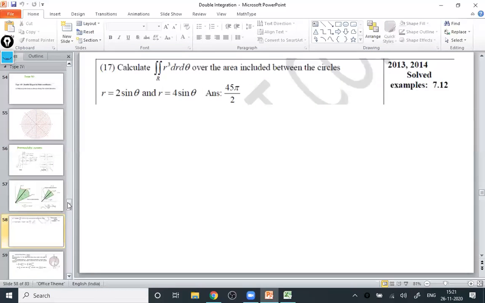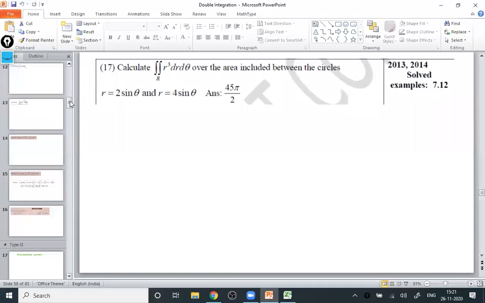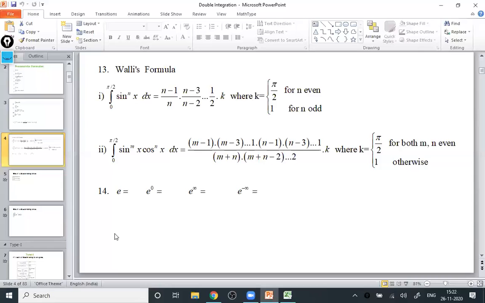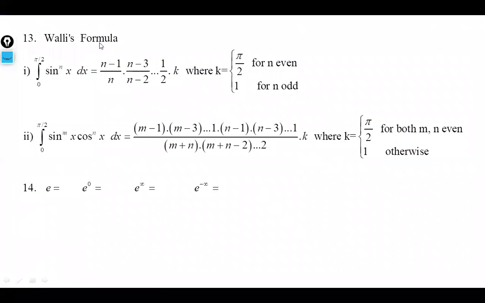I just uploaded a new PPT on the TMI LMS, that is Moodle. So you will get this updated PPT. Only a few of the slides are updated. This is the one more slide I added, this prerequisite formula. And this is the formula that we use here, known as the Wallis formula.